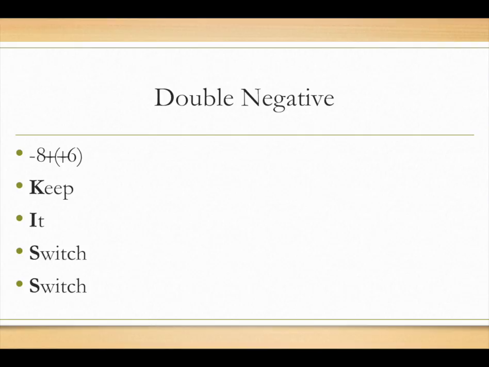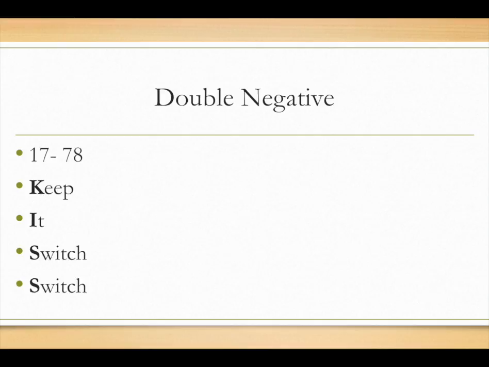And now it becomes negative 8 plus a positive 6. Figure out which one has the bigger absolute value. That's negative 8, so we know our final answer will be negative. Subtract the 2, 8 minus 6 gives you 2. Final answer is negative 2. Now you can easily do the keep it switch switch method with any of the problems that we did.